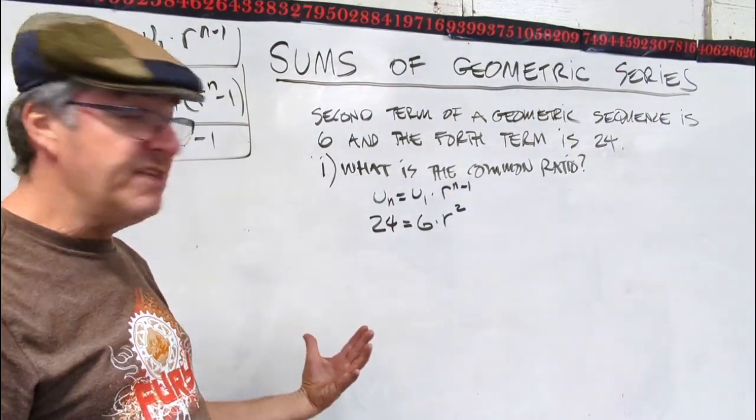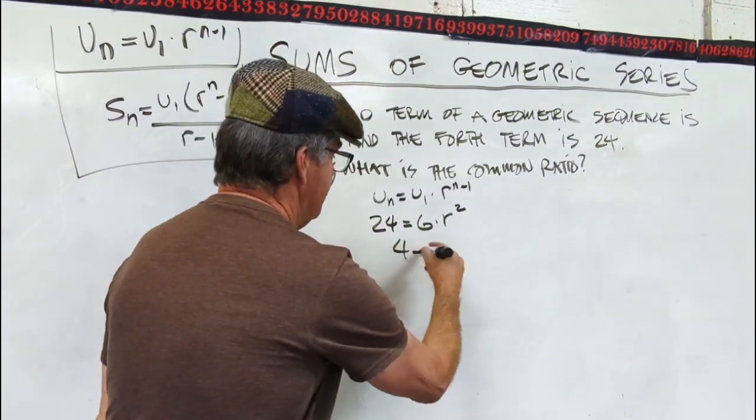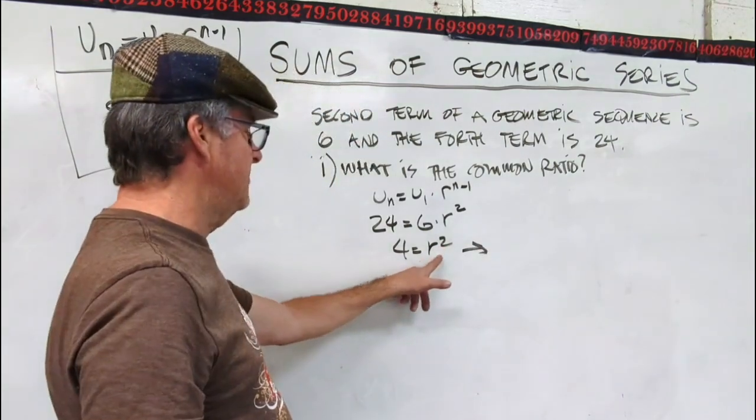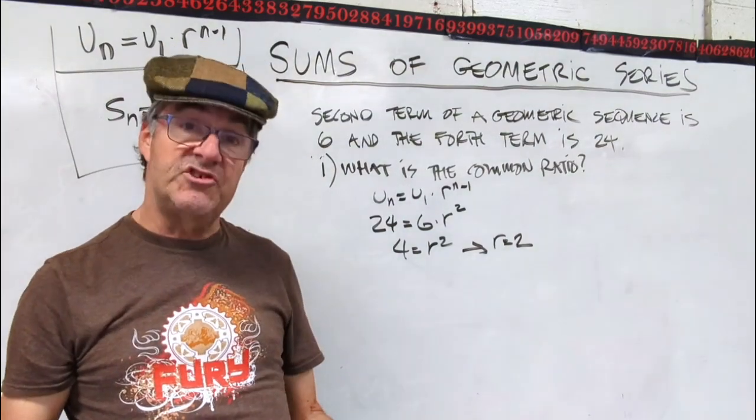Okay, now we're going to divide through by 6 to get the R squared alone. 24 divided by 6 is 4 equals R squared. And so you can see pretty quickly that when you take the square root, you're going to get R equals 2. So our common ratio is 2.